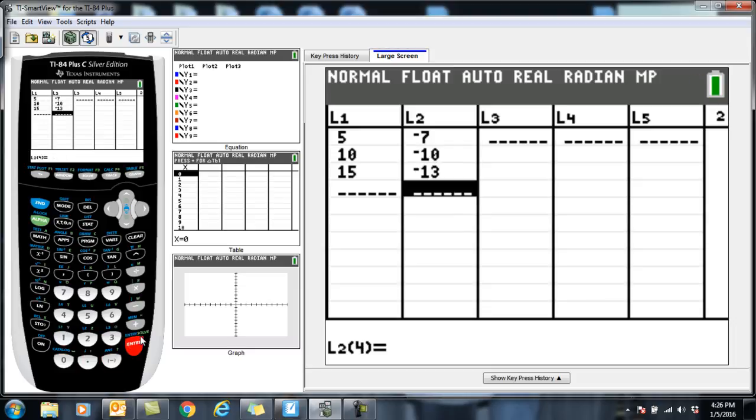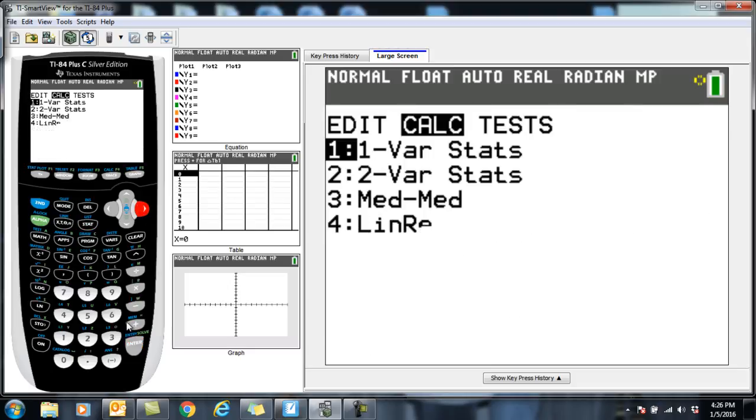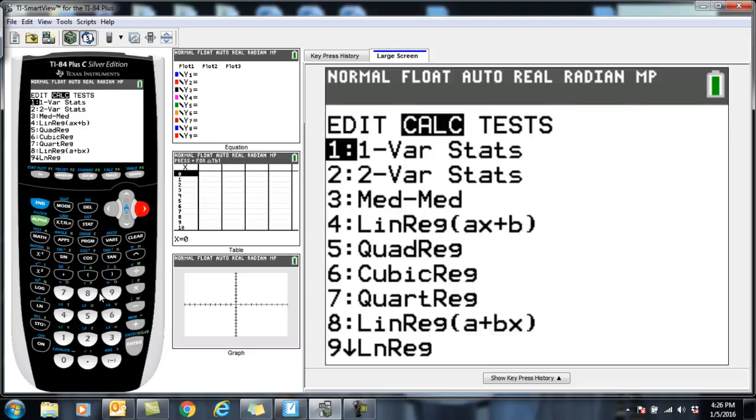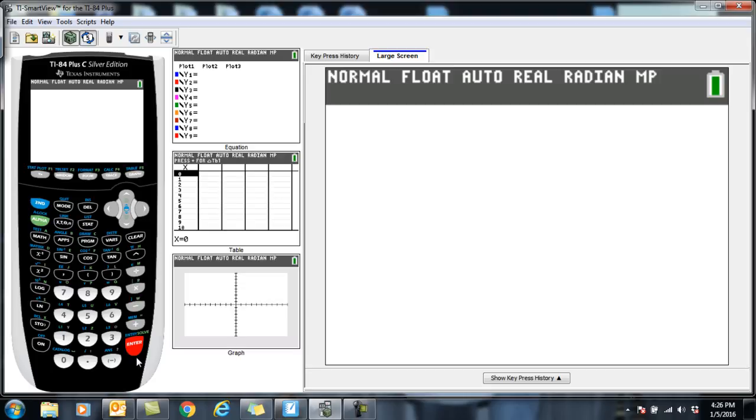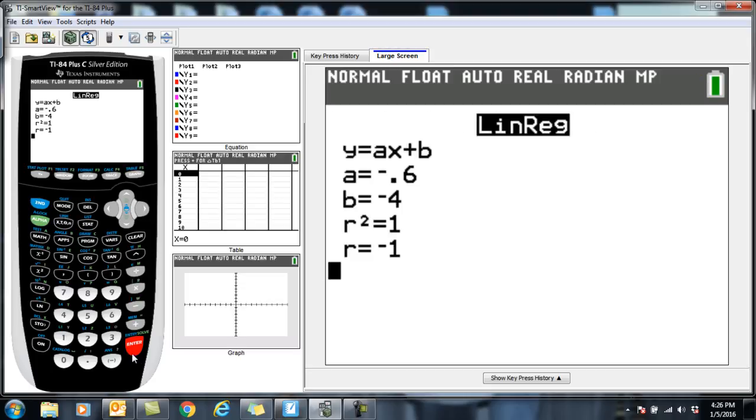So I'm going to calculate my linear regression. I'm going to go back to Stat, over to Calc, and choose option number 4 for my linear regression. And I'll hit enter to calculate. And I'm going to have new numbers. When you did this today in class, you just had your A and your B. And so we wrote down our A and our B, and we were done with it. Now I have these other two numbers, R squared and R.